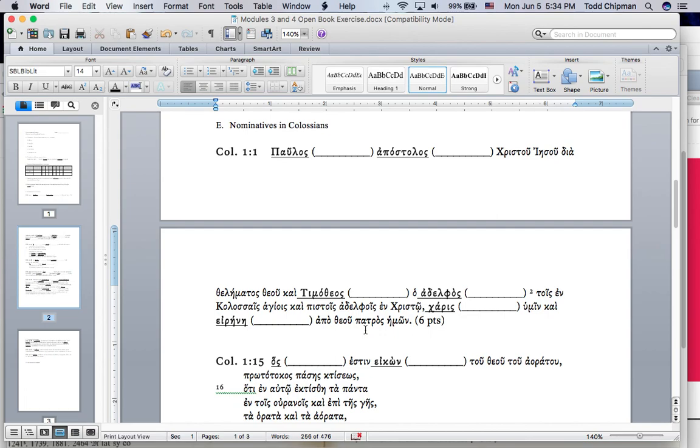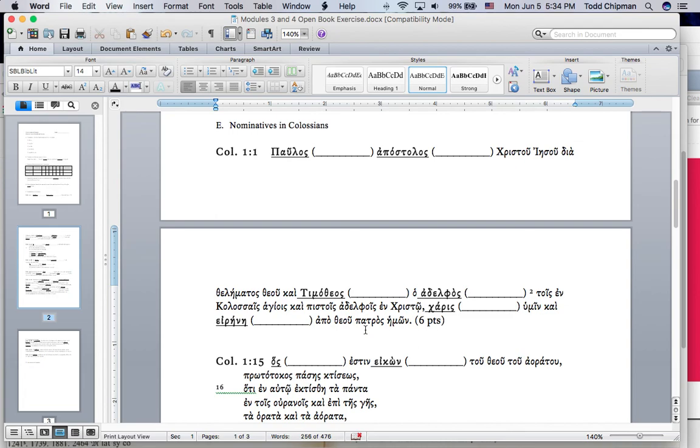Apostolos, in apposition, the title of Paul in a sense. Just as he often calls himself bondservant, he gives himself that title here, in apposition: Paulos, apostolos. Timotheos and adelphos, similar pattern.